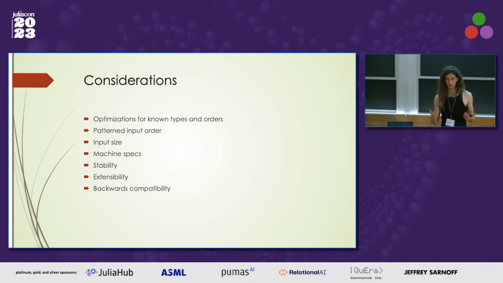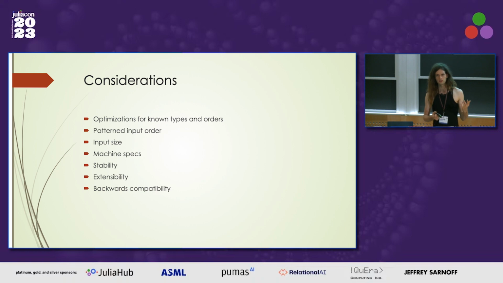Input size, we want to be able to support different input sizes. A small input should have a simpler algorithm, whereas a large input might warrant a more complex algorithm. It varies based on the machine specs, and those are all for performance. And then stability is another consideration we want to think about. I'm listing all these things to kind of justify why sorting could be complicated, because there's more to it than originally it seems like.